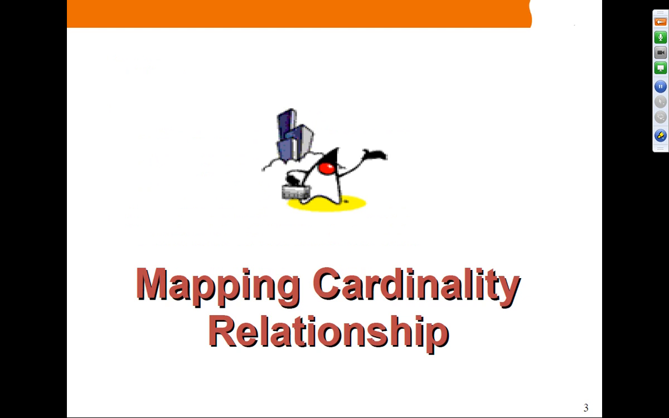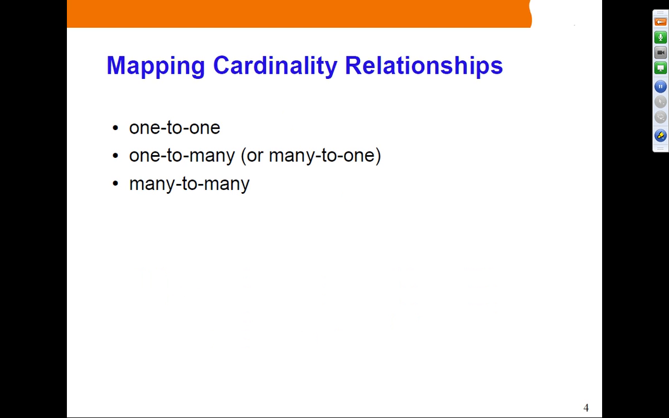So mapping cardinality relationship. As I said, it could be one-to-one and it could be one-to-many. One-to-many, the other side is going to be many-to-one, so you can consider both to be the same. And then many-to-many.